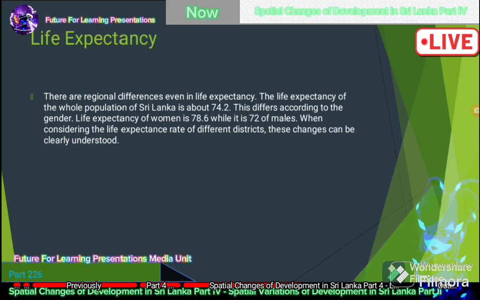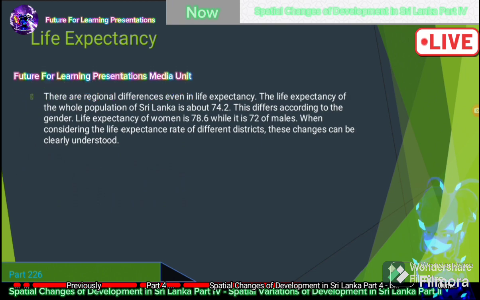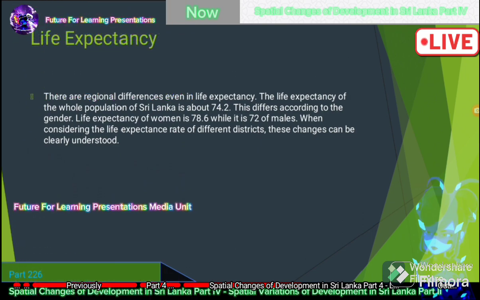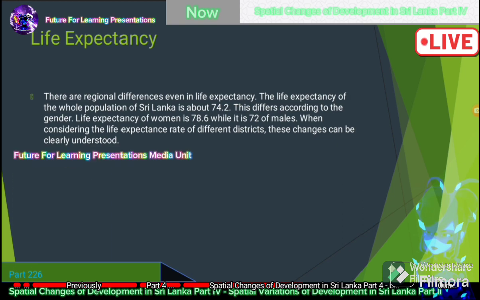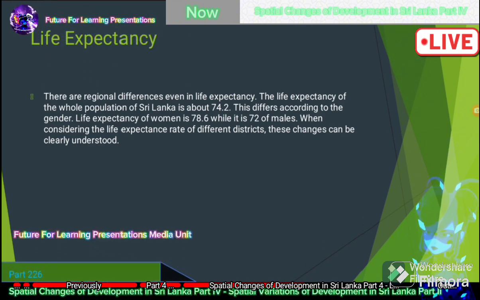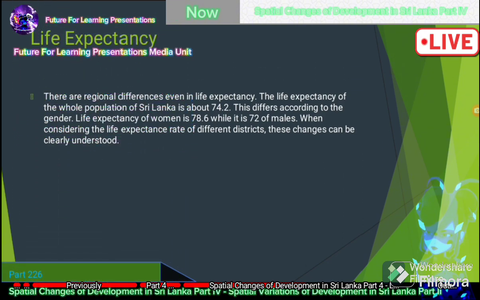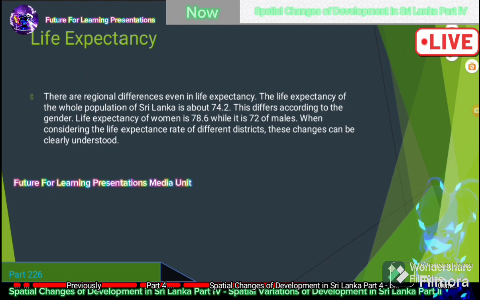Life expectancy. There are regional differences even in life expectancy. The life expectancy of the whole population of Sri Lanka is about 74.2. This differs according to gender. Life expectancy of women is 78.6, while it is 72 for males.